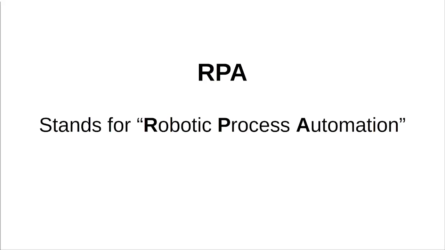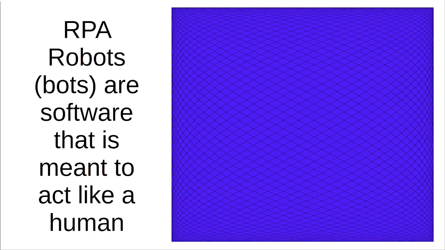The RPA robot is now sounding more like a computer program than a robot, so why is it called a robot? RPA robots, often referred to as bots, are called robots because they are software that is designed to act like a human. We'll see an example of that in a few moments.